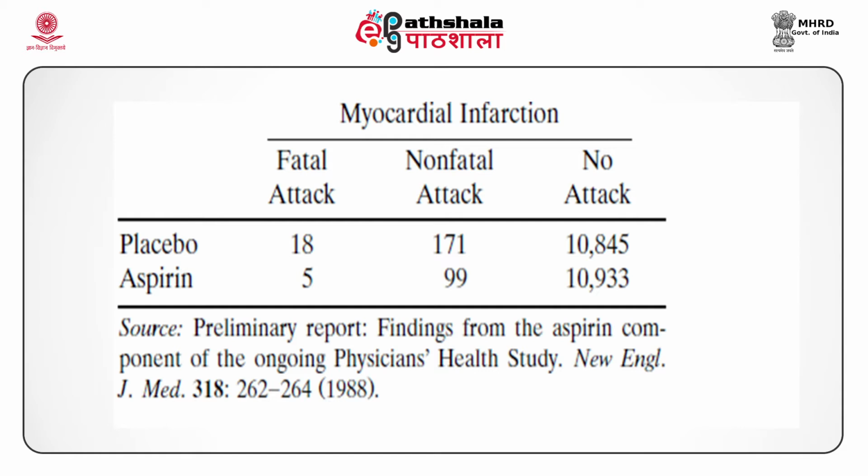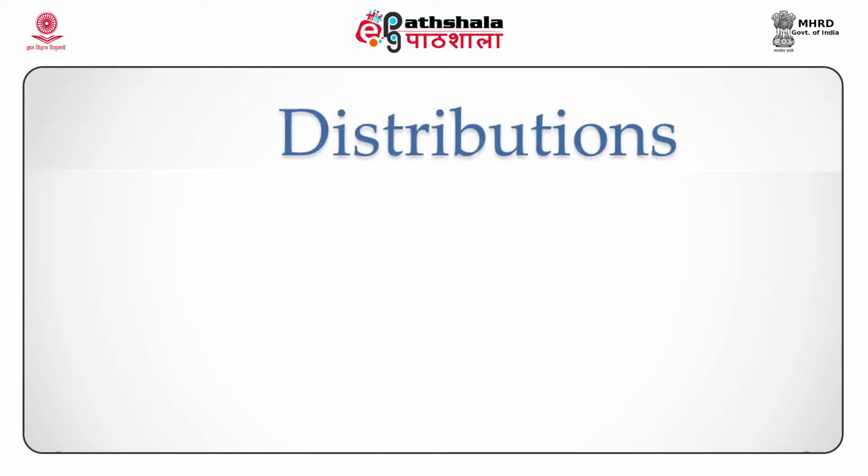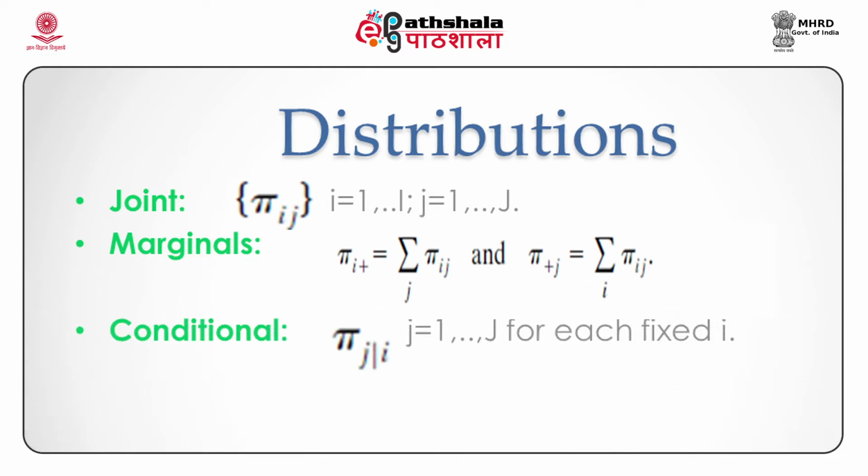When we define a contingency table, there are several probability distributions which we have in mind. If pi ij denotes the probability of an observation being contained in the ijth cell of the table, we can define the joint distribution, which is specified by pi ij, i equal to 1 to capital I and j equal to 1 to capital J. Here we are assuming that the contingency table has I rows and J columns, and of course the summation over ij of pi ij is equal to 1.